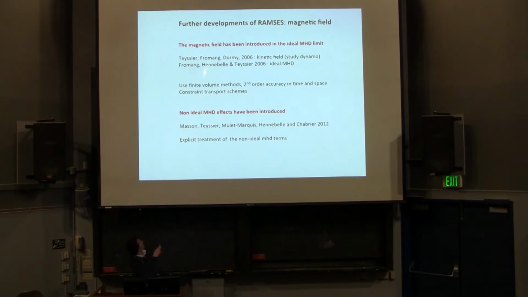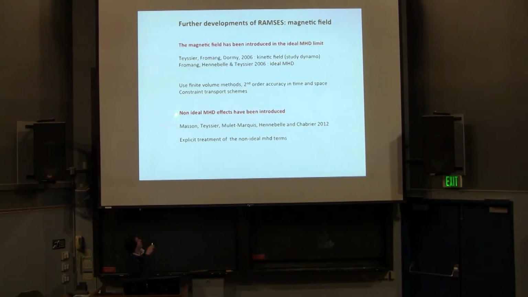And also, at about the same time, we developed this ideal MHD version of the code, which then includes the Lorentz force and the induction equation. As I will describe tomorrow, the essence of the method is a finite volume method, which allows conservation of mass, energy, and momentum, with second order accuracy in time and space, and uses a constrained transport scheme that I will also describe Wednesday, which allows you to maintain div B exactly zero, within machine accuracy.